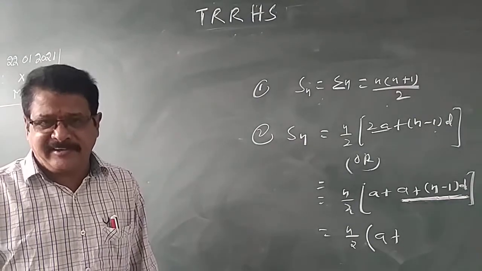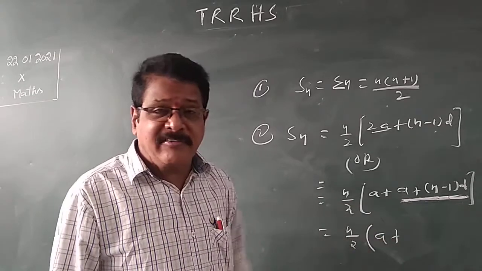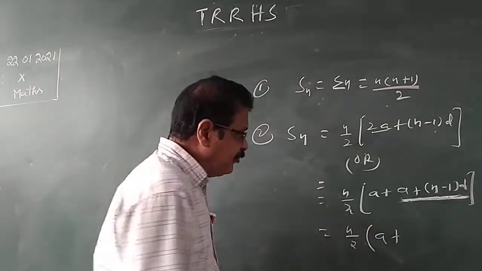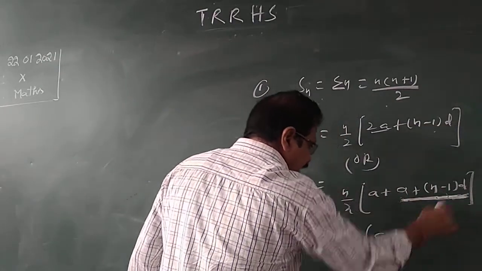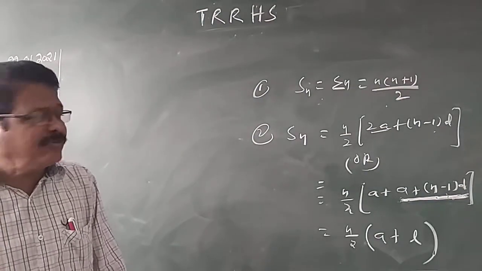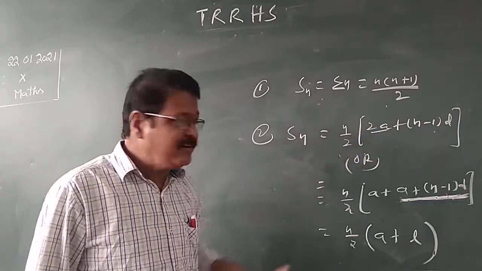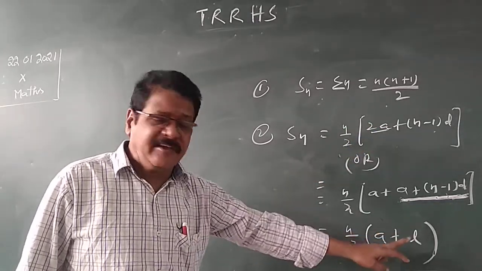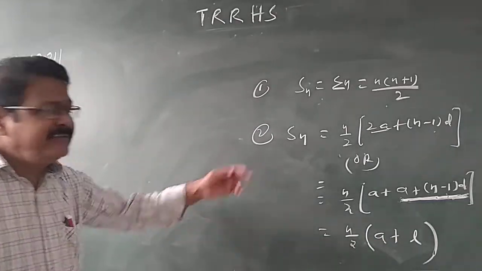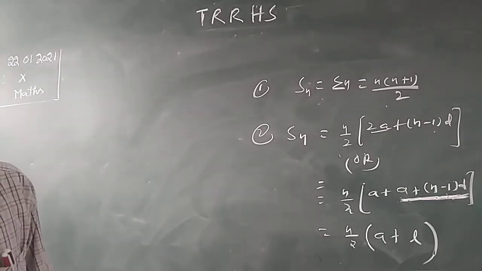As I told you in the last class, the last term or nth term is the same. What is the nth term of AP? a plus n minus 1 into d. Also it is called the last term. So a plus n minus 1 into d means an or l. The sum of the n terms of AP formula is n by 2 into 2a plus n minus 1 into d, or n by 2 into a plus l, where a is the first term and l is the last term or nth term of AP. I taught this in the last class. Okay, I hope we clearly understood.